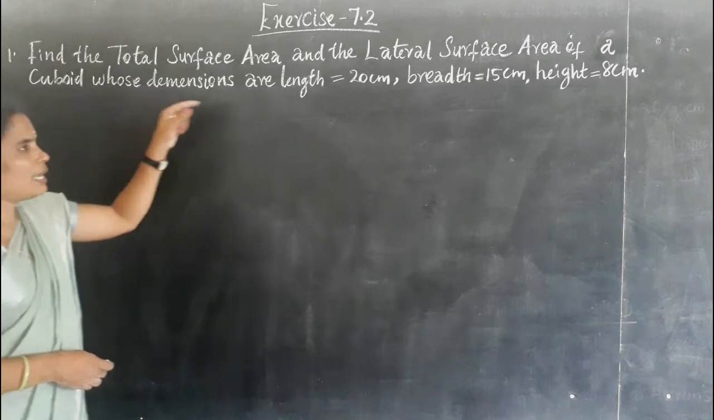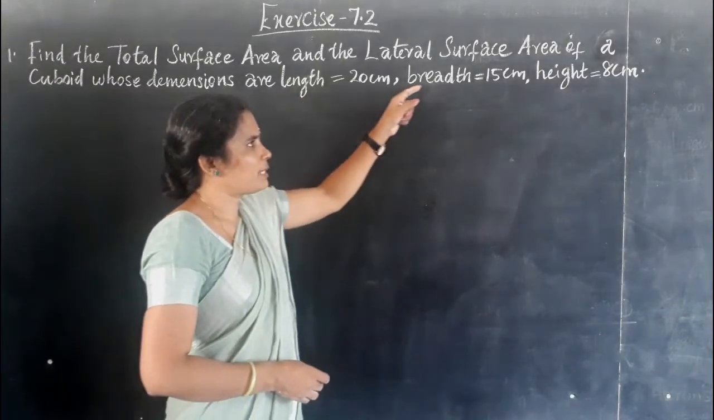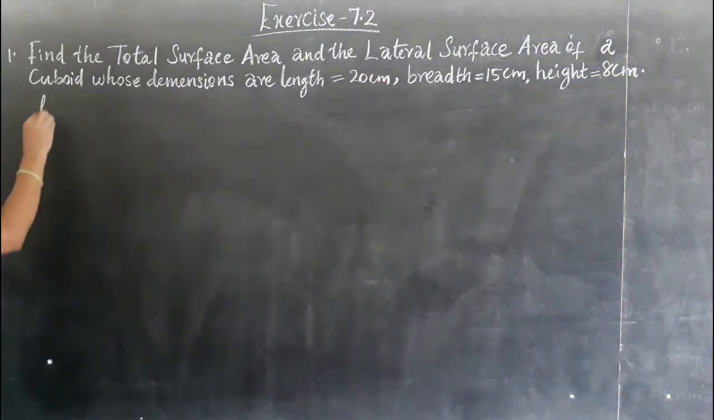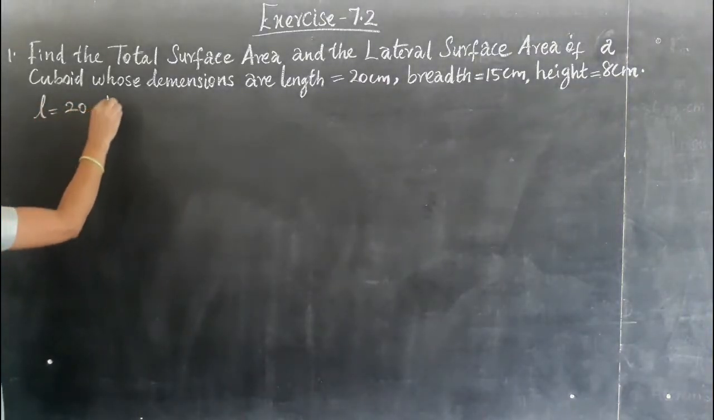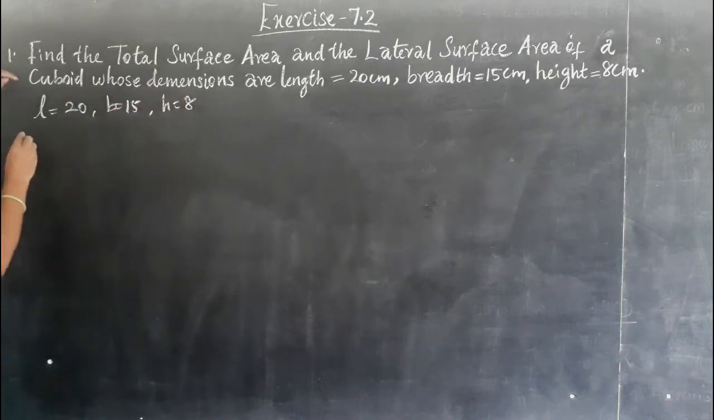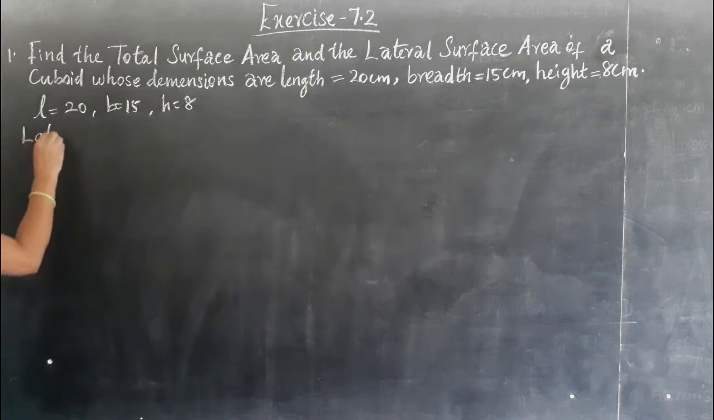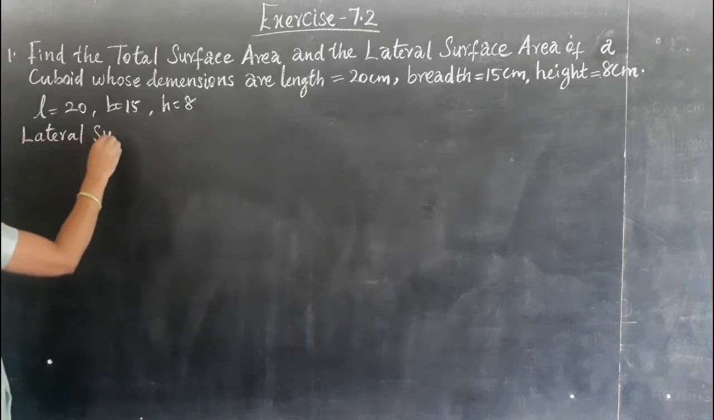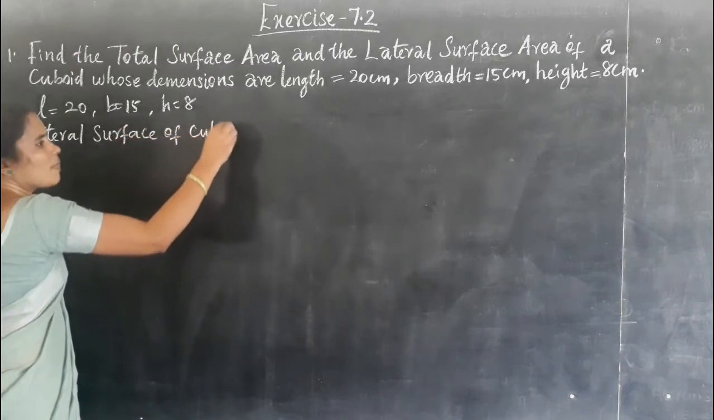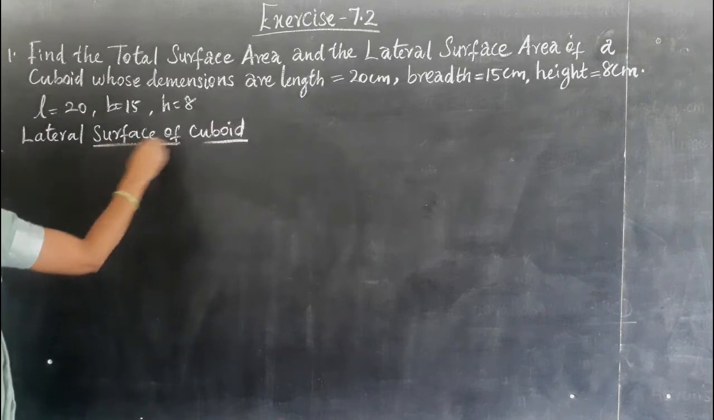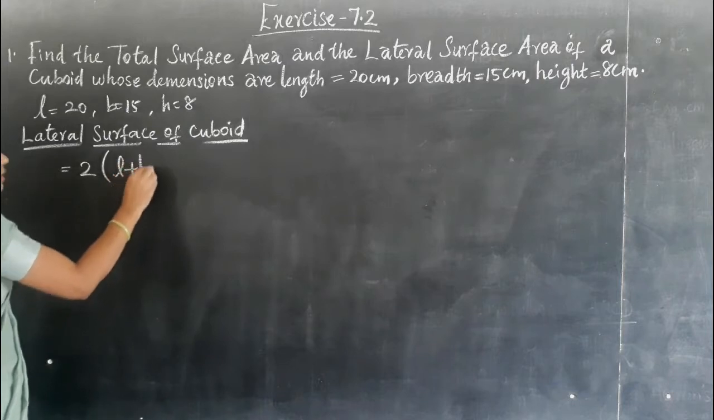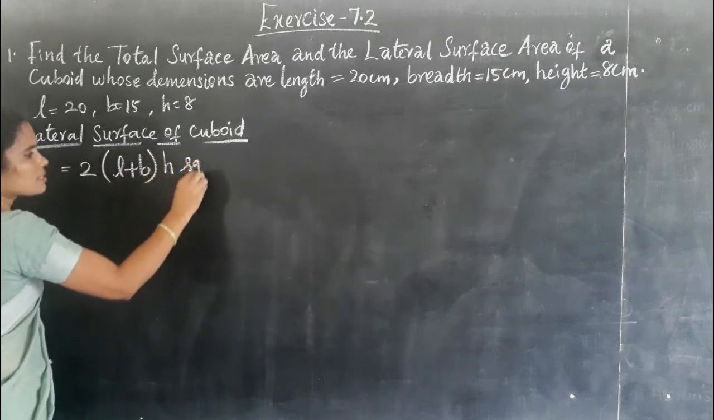Whose dimensions are length is equal to 20 centimeter, breadth is equal to 15 centimeter and height is equal to 8 centimeter. So L is equal to 20, B is equal to 15 and H is equal to 8. Lateral surface area of cuboid is equal to 2 (L plus B) into H square units.